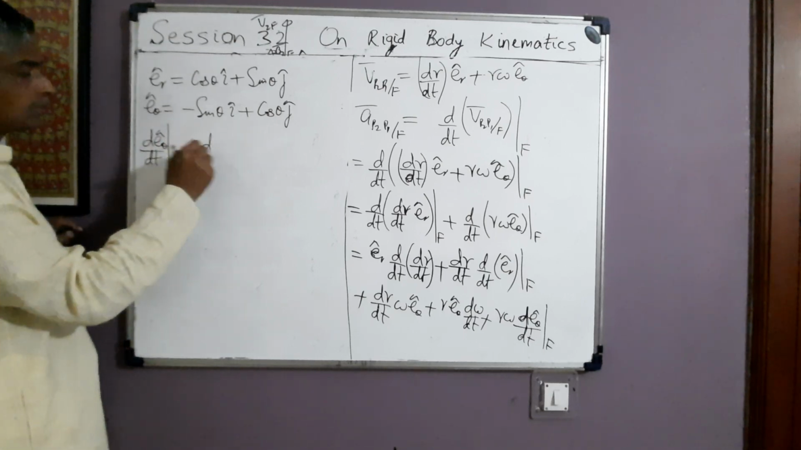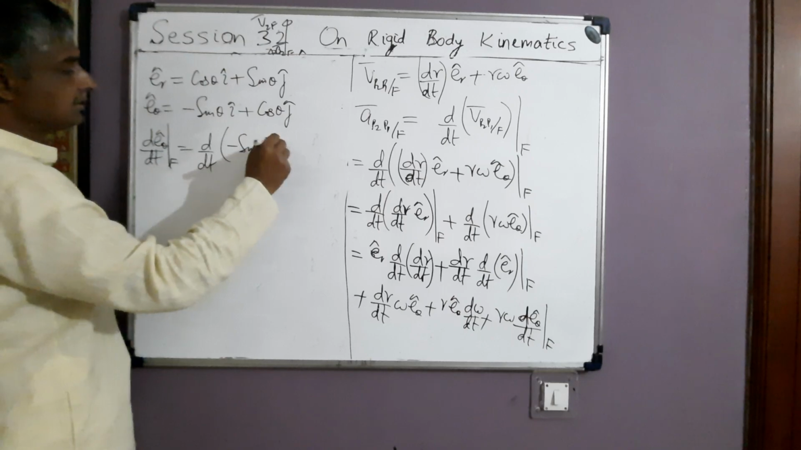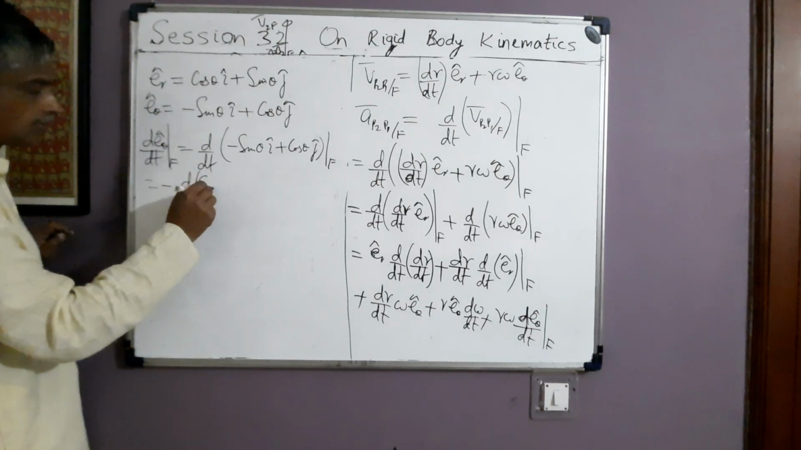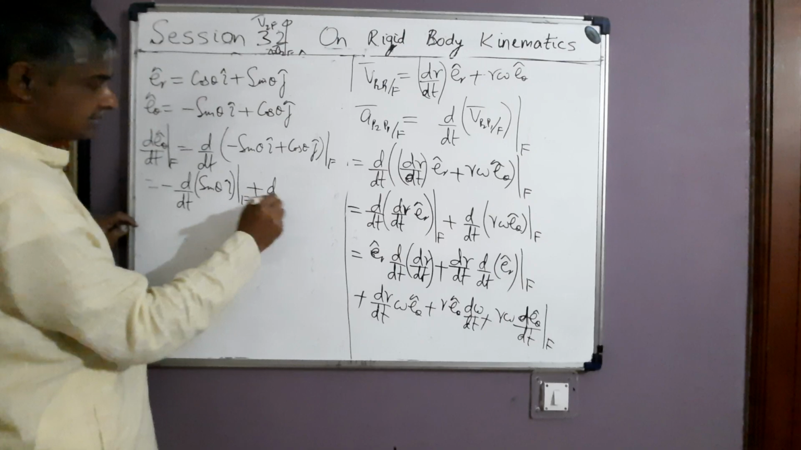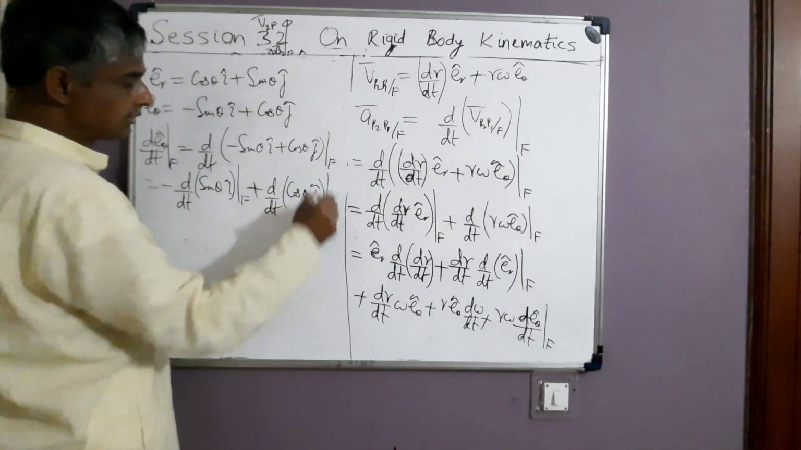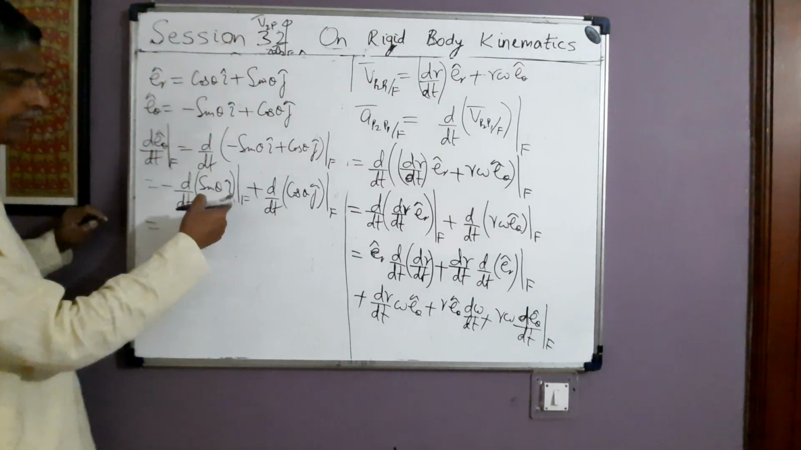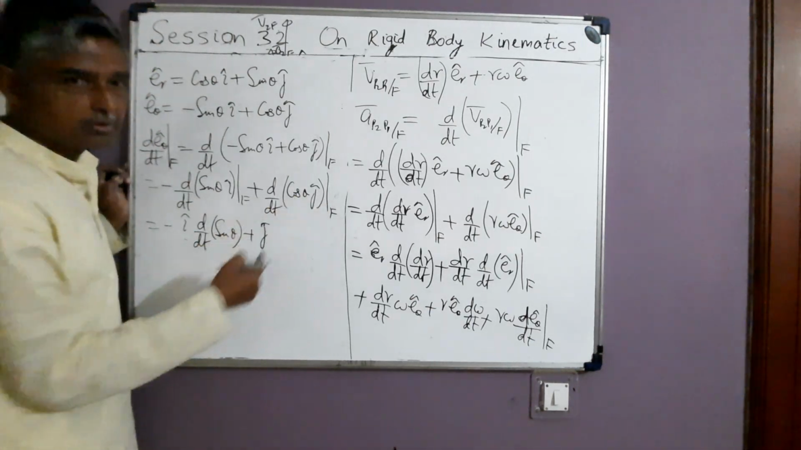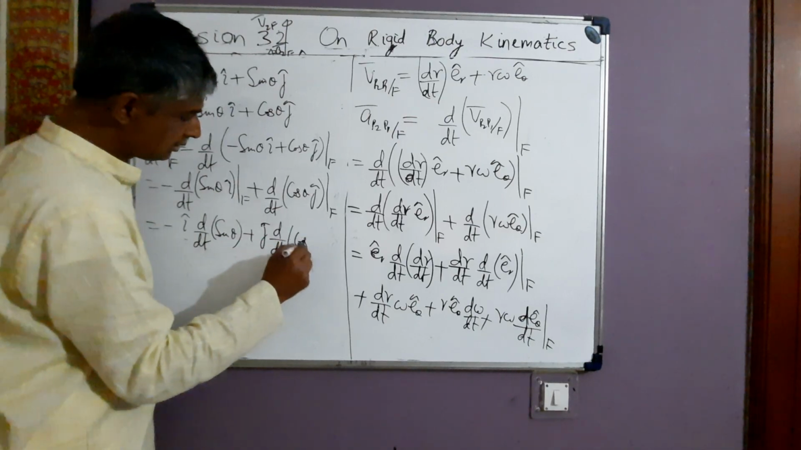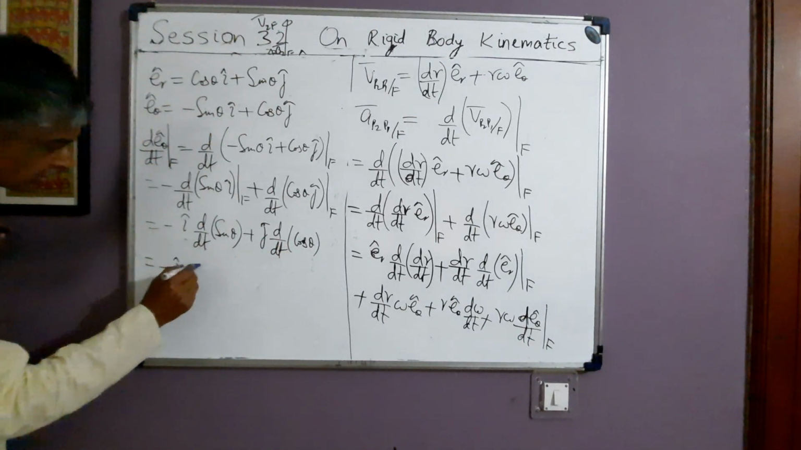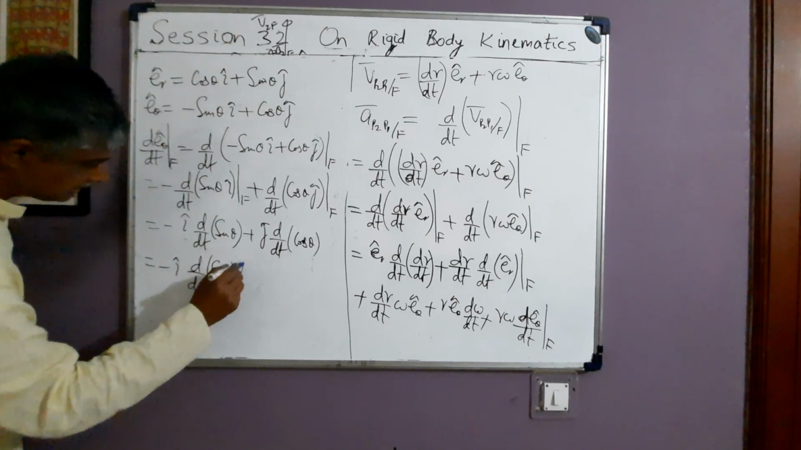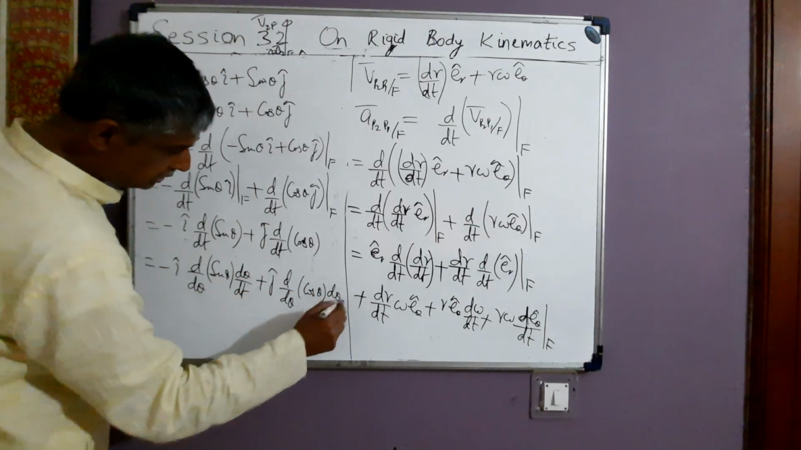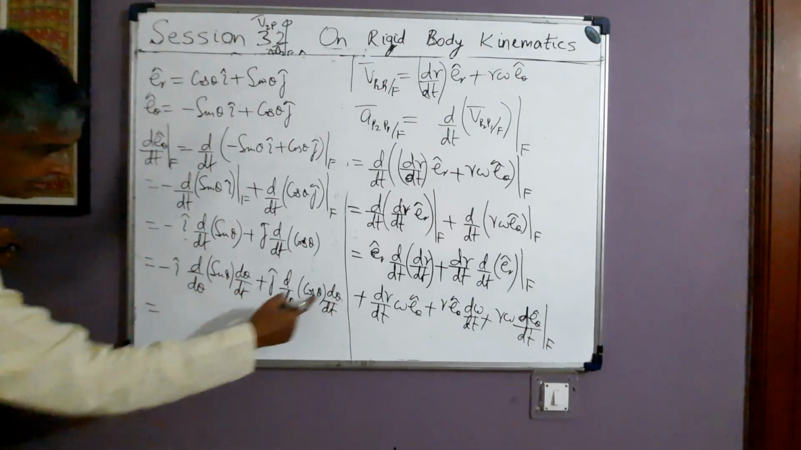So this becomes d by dt of minus sin theta i hat plus cos theta j hat in frame F. Now this I write as minus d by dt of sin theta i hat in frame F plus d by dt of cos theta j hat in frame F. Now i hat is a constant vector as seen from F, so the constant factor comes outside. j hat is also a constant vector as seen from F. I differentiate using the chain rule of calculus: d by d theta of sin theta into d theta/dt, plus d by d theta of cos theta into d theta/dt. Now d theta/dt becomes omega.